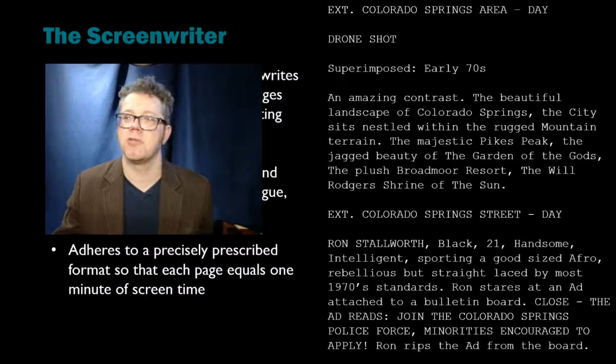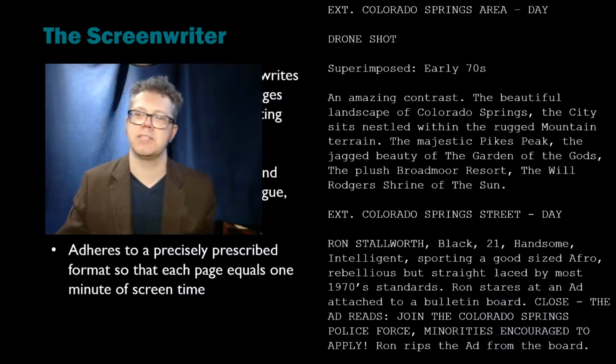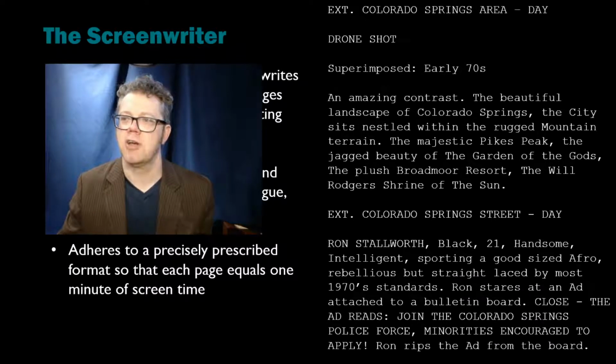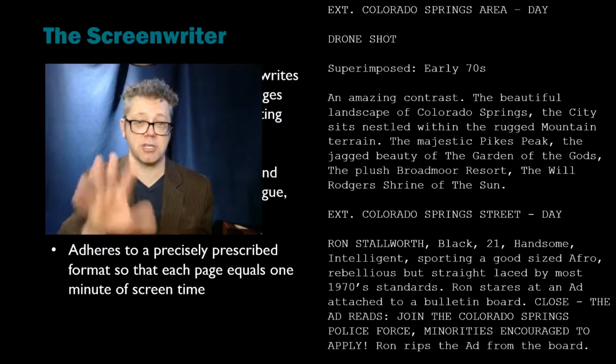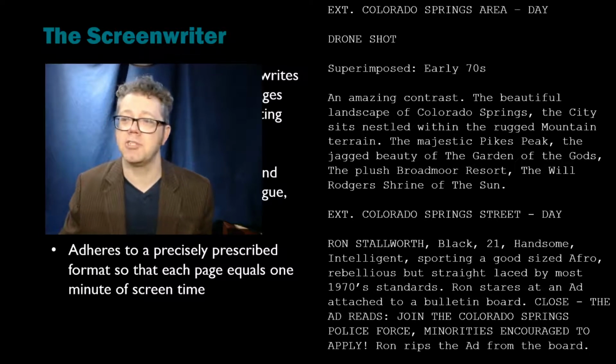Ron Stallworth, black, 21, handsome, intelligent, sporting a good-sized afro, rebellious but straight-laced by most 1970s standards. Ron stares at an ad attached to a bulletin board. Close, that's a close-up shot, right? The ad reads, join the Colorado Springs Police Force, minorities encouraged to apply. Ron rips the ad from the board.